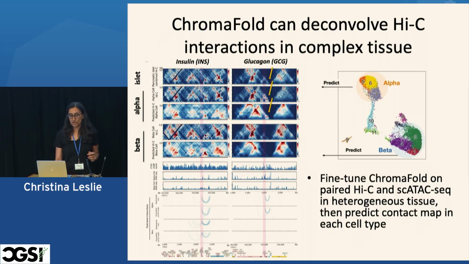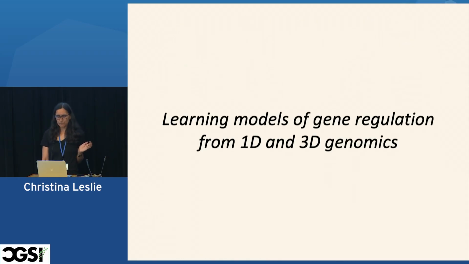Okay, not perfect, but for example, if you look at the glucagon locus, there's an enhancer that we predict only in alpha cells, not in beta cells, okay, this enhancer. And similarly, you can't see because I can barely see, but there are some beta cell specific enhancers at the insulin locus. Okay? So that's my first part. This is published. I think it can work pretty well, right? So try it if you have single-cell ATAC. Okay, so learning models of gene regulation from 1D and 3D genomics.